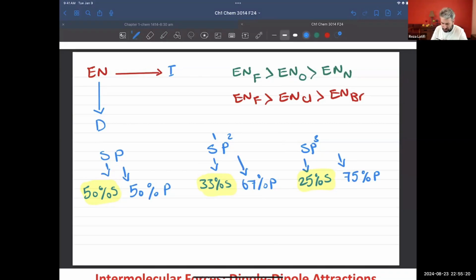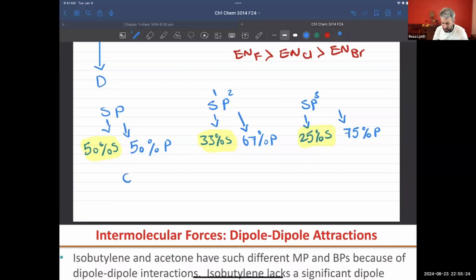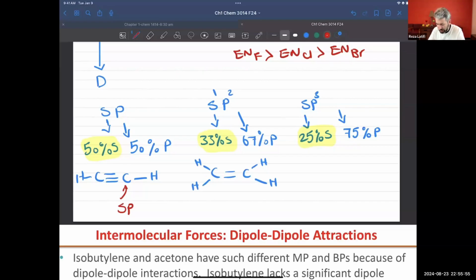Between these three carbons, we have a carbon attached to another species through a triple bond. The hybridization of this carbon is sp. Next, we have a carbon attached to another carbon through a double bond. This carbon has sp2 hybridization. The last one is a carbon attached to another carbon, and each carbon has 3 hydrogens, and the hybridization is going to be sp3.